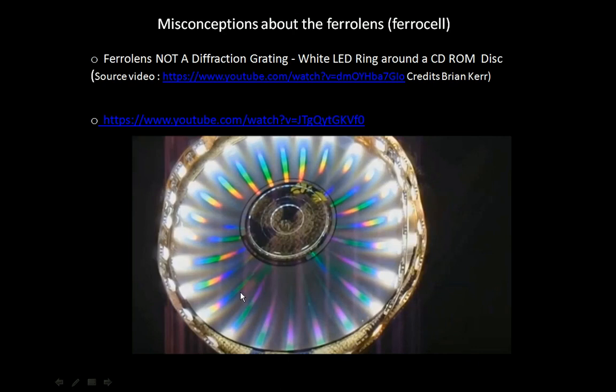The surface of a CD-ROM is a diffraction grating, and what Brian Kerr did, he put a white LED ring, like the one we also use on the ferrolens, on the perimeter of this CD-ROM. And you can see here the rainbow effect. This is because we have light frequency dispersion, like a prism, and you get this rainbow effect. There's no magnetism here, yes? It's just diffraction.